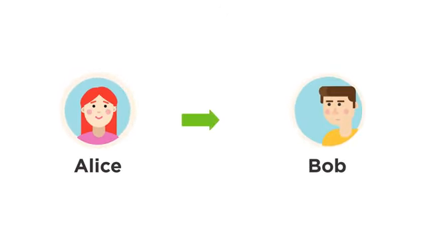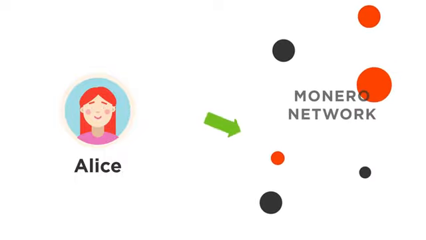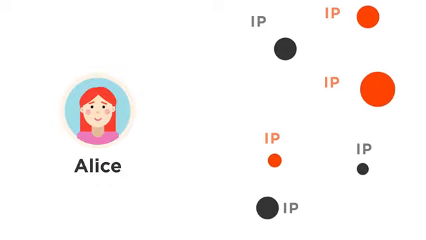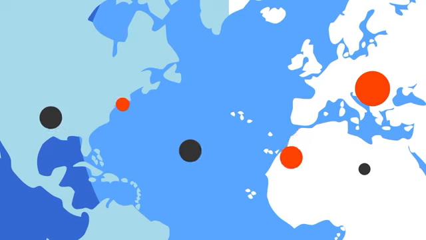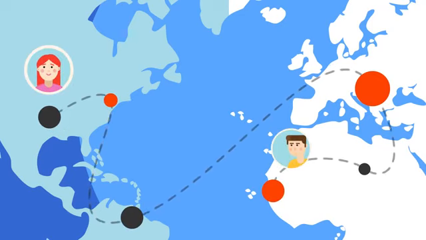Suppose Alice wants to send Monero to Bob. Alice's wallet creates a transaction and then broadcasts it to the Monero network. The Monero network is made up of nodes that communicate with each other by directing messages using IP addresses. This means that it might be possible to geographically trace data as it travels over the open internet, from start to finish and everywhere in between.